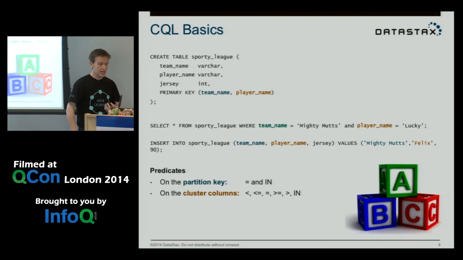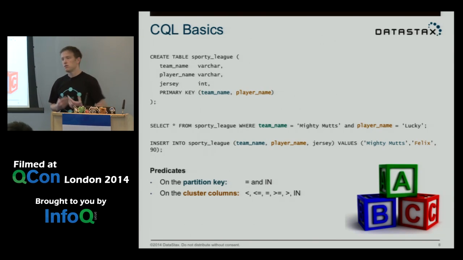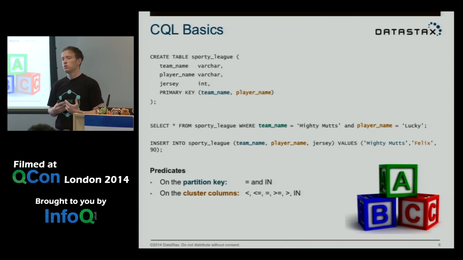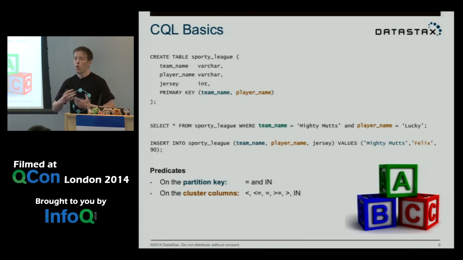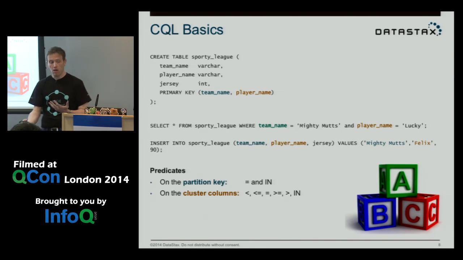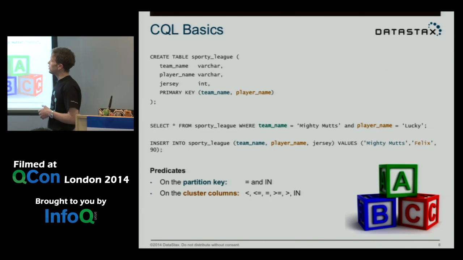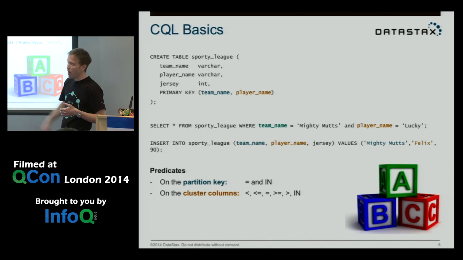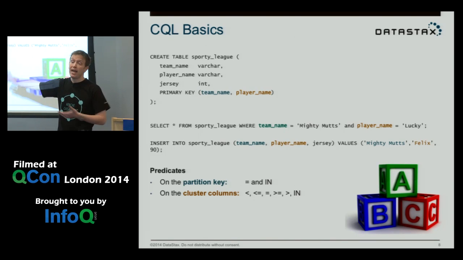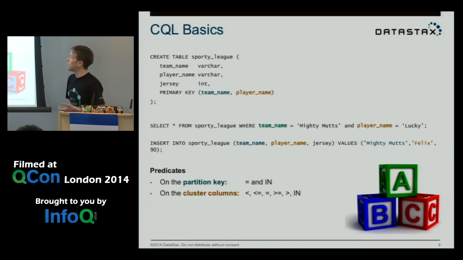Now, the partition key, if you know Cassandra, you will know this, is the value that's used to give affinity to certain nodes and replicas in your cluster. And then the clustering columns are really about ordering your data on that node. Very straightforward stuff. It's also worth pointing out that you can have more than one clustering column, and you can have composite partition keys as well. So you could have team name and player name as your partition key. So you can get quite clever with it.